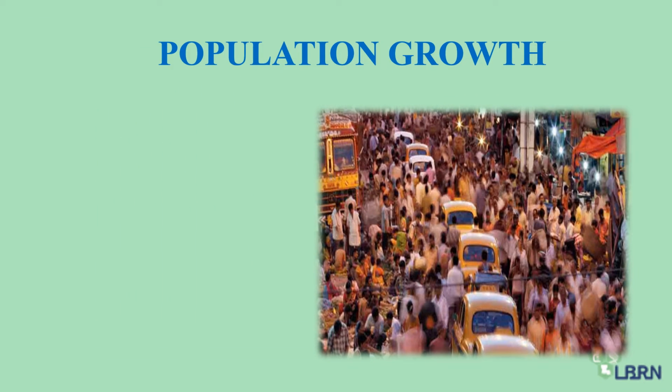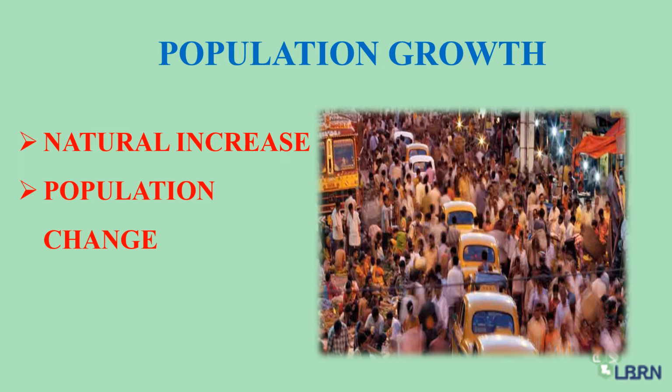Next, population growth. The population is a dynamic phenomenon where the number of people settled, the distribution of people, and the composition of people are constantly changing. In earliest days, human population grew very slowly, while after the industrial revolution, it began to increase rapidly. The population growth is also divided into three categories: natural increase, population change, and population growth. The natural increase of population is the difference between the birth rate and the death rate.